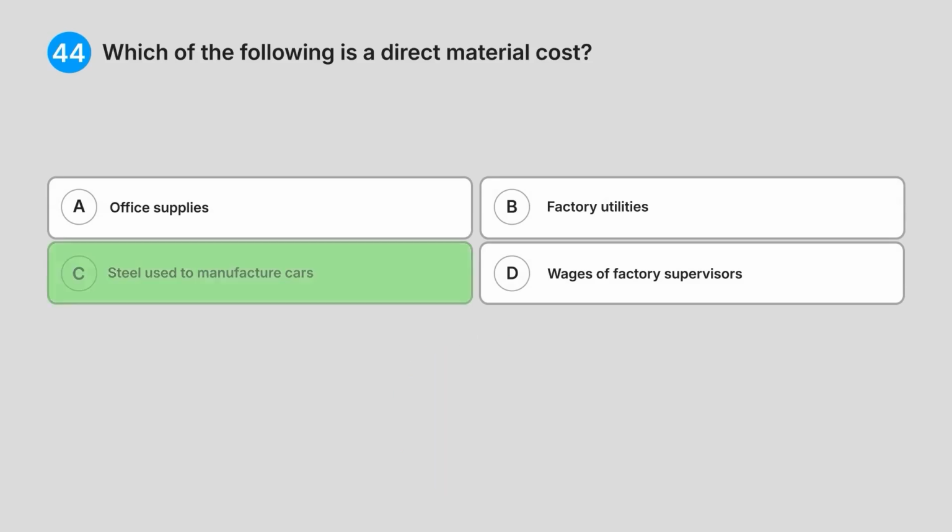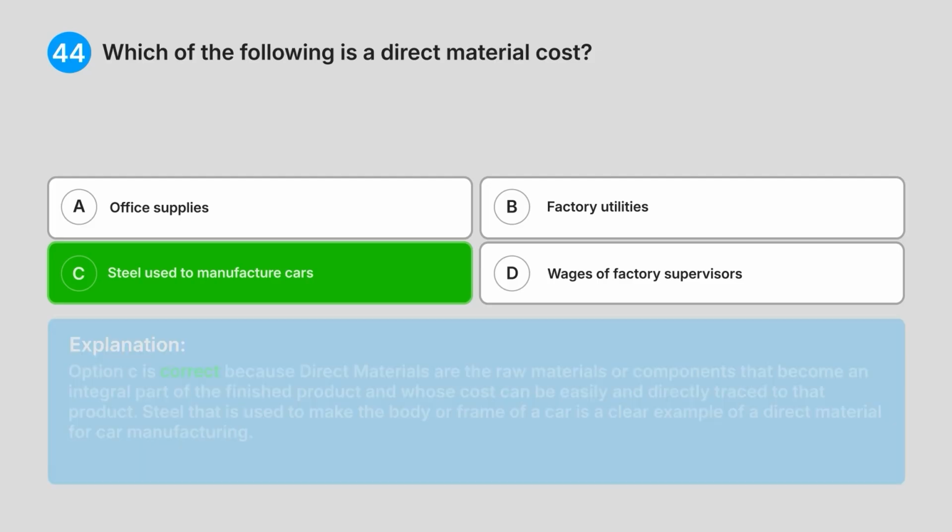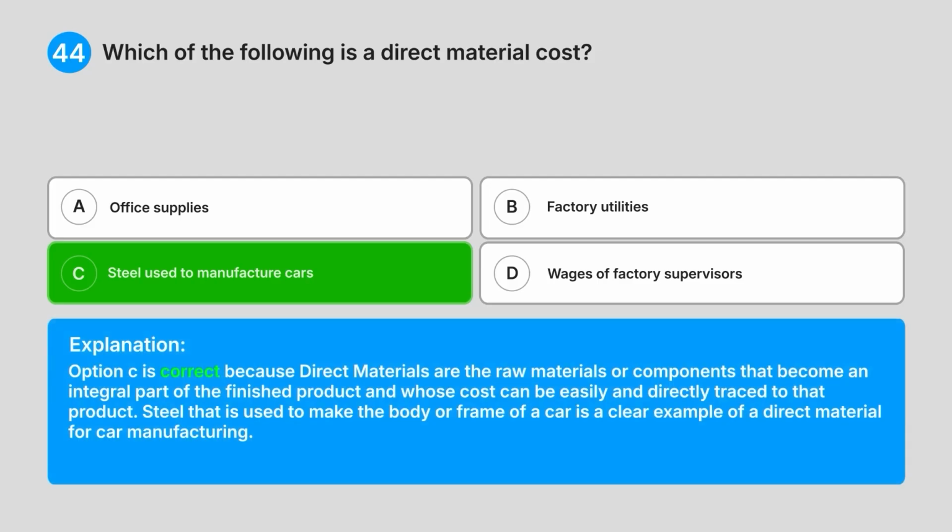Correct answer, C. Steel used to manufacture cars. Explanation. Option C is correct because direct materials are the raw materials or components that become an integral part of the finished product and whose costs can be easily and directly traced to that product. Steel that is used to make the body or frame of a car is a clear example of a direct material for car manufacturing.